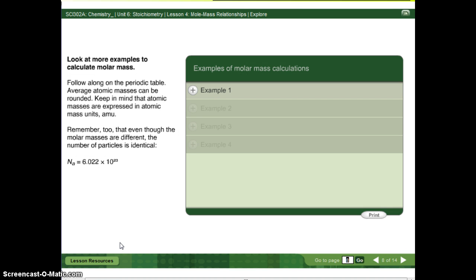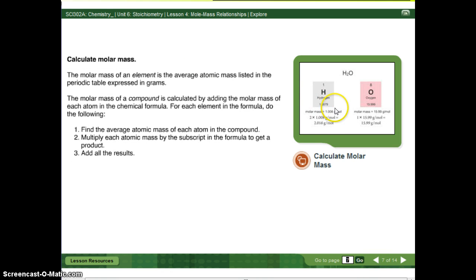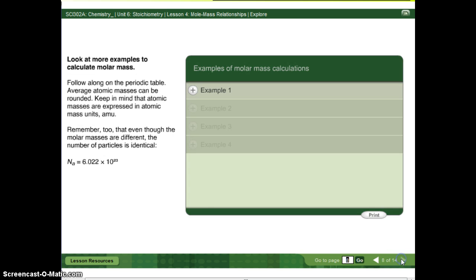Look at more examples to calculate molar mass. Follow along on the periodic table. Average atomic mass can be rounded. Keep in mind that atomic masses are expressed in atomic mass units, amu. Remember too that even though the molar masses are different, the number of particles is the same. So even though a mole of hydrogen weighs 1 gram and a mole of oxygen weighs 16 grams, both 1 mole of hydrogen and 1 mole of oxygen contain how many atoms? 6.022 times 10 to the 23rd.